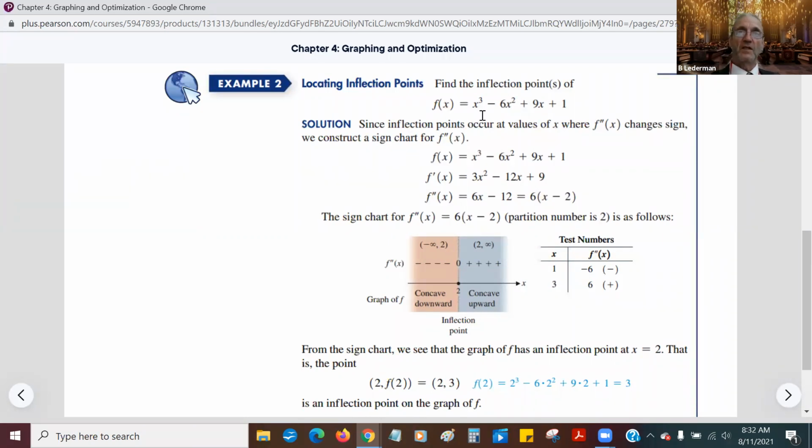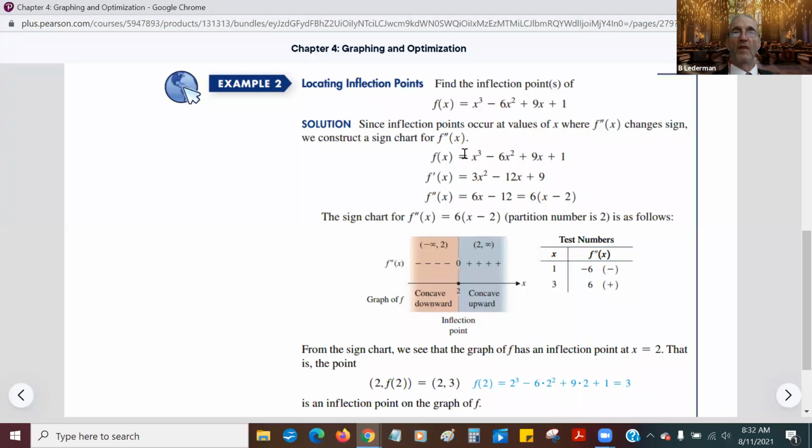So our function f of x is x cubed minus 6x squared plus 9x plus 1. And we're looking at some point. So we want to see where f double prime changes sign. Now, there's no way I can know if f double prime changes sign unless I know what f double prime is. So I'm going to have to take a derivative of this function, and then I'm going to take the derivative of the derivative. So the first derivative, then the second derivative.